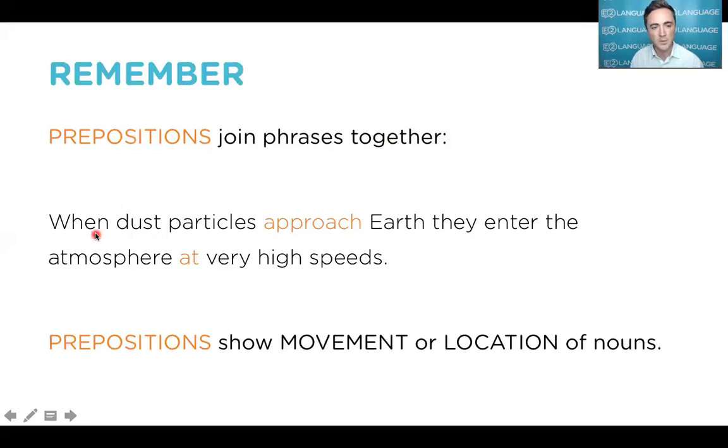Right? So when dust particles approach Earth, they enter the atmosphere at very high speeds. So we can't just say when dust particles Earth. It doesn't make sense. When they approach, because prepositions show movement. Dust particles approach. They're showing the movement there. And they enter the atmosphere at very high speed. So two things: they show movement or location of nouns. So dust particles approaching, and then there's the other preposition there.